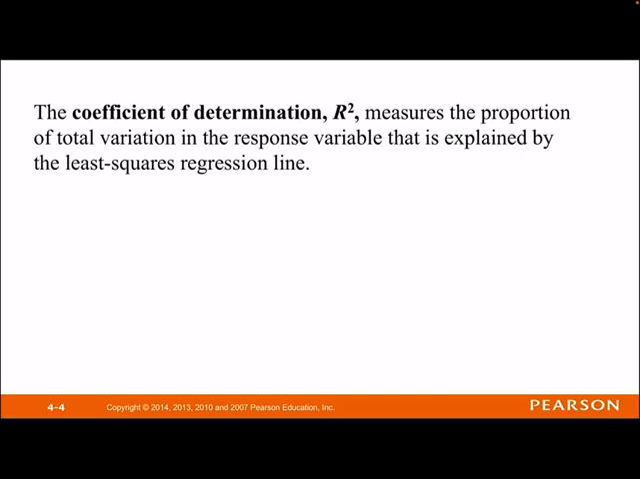So the coefficient of determination, r squared, measures the proportion of total variation in the response variable that is explained by the least squares regression line. Again, you've seen regular old r before. r is the correlation coefficient, and now if you take that number and square it, you're going to get something called the coefficient of determination.